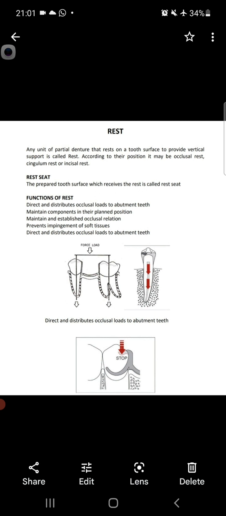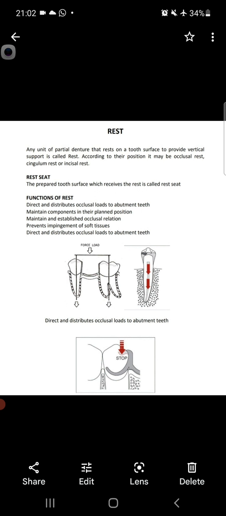Today is the sixth video of a repeat revision course of removable partial denture prosthodontics, which is very important for the NLE exam, MDS, as well as for the final year exam. Now in this video we will discuss rest and rest seats in detail. First, what is rest?